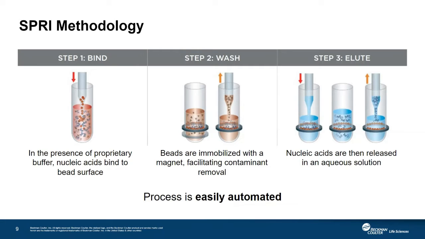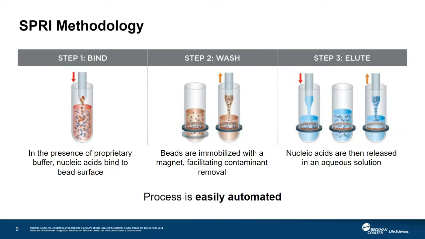Washing is really important. You can do multiple washes with this sort of technology, which is really great. Your beads are going to be immobilized with the magnet. So they're kind of drawn out to the side of the tube. It allows really easy removal of the liquid in the middle. Again, your contaminants. You can do multiple wash steps to make sure that you're really getting all of those contaminants out of your solution. And then finally, elute.